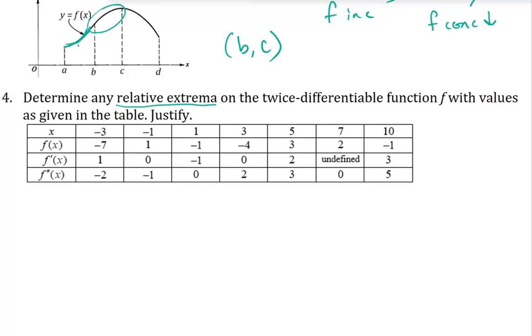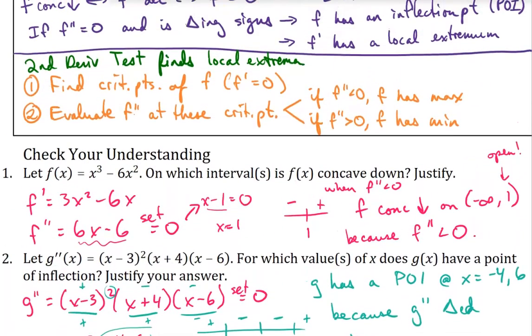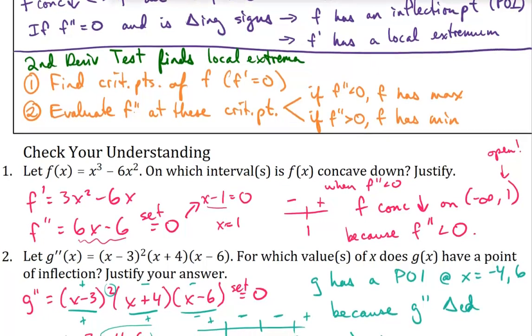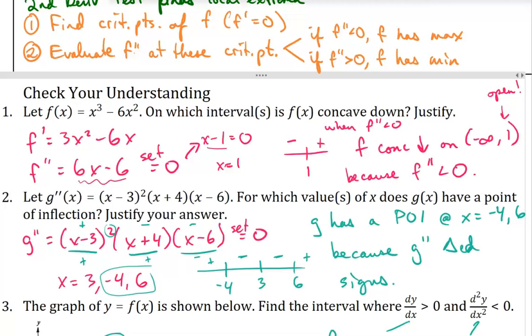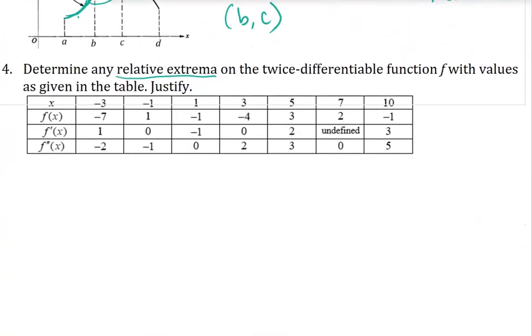So the first thing we do, and again, our instructions are up here, is we find our critical points of f, so the places where f prime is equal to 0, and then we are going to evaluate the value or the sign of the second derivative at these critical points. So where does our first derivative equal 0? And it's happening right here and right here. Now, this says undefined. Could I have a max or a min at a place where my first derivative is undefined? I can, so I am going to think about this one, but we'll talk about that in just a second when we get there.